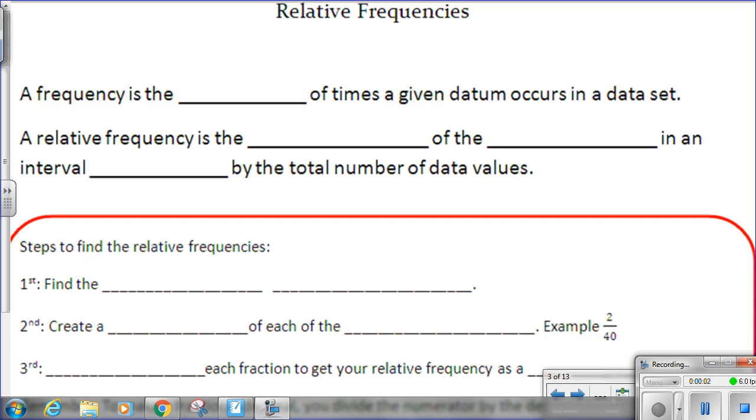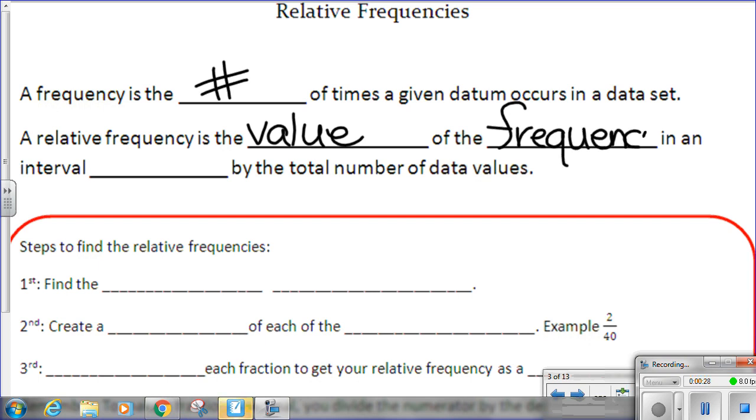Okay, so we have relative frequency. A frequency is the number of times a given datum, you can just say data, occurs in a data set. So it's the amount of times you see something happening. A relative frequency is the value of the frequency in an interval divided by the total number of data values. So we will be doing some division today.